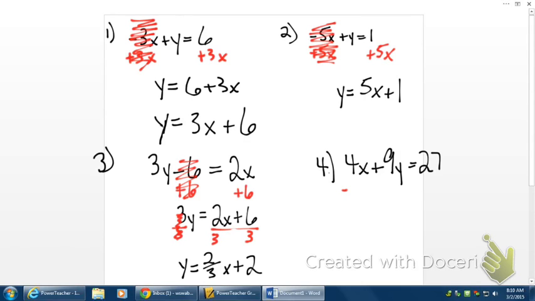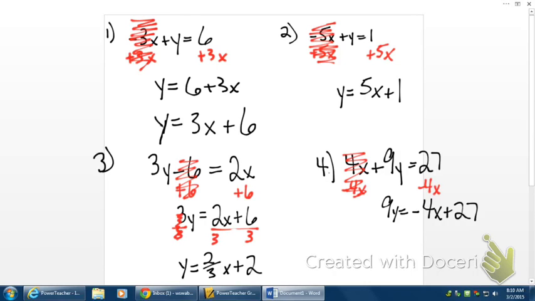Good. We're going to minus 4x on both sides. That's a positive 4x. Let's minus 4x from both sides. All I'm going to have left is 9y is equal to a negative 4x plus 27. We are almost done.